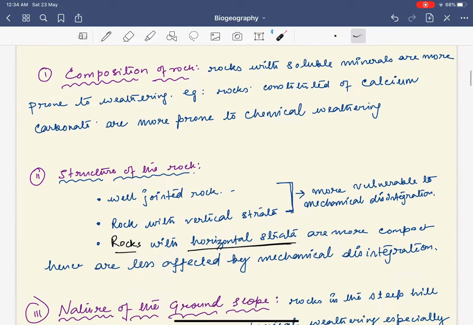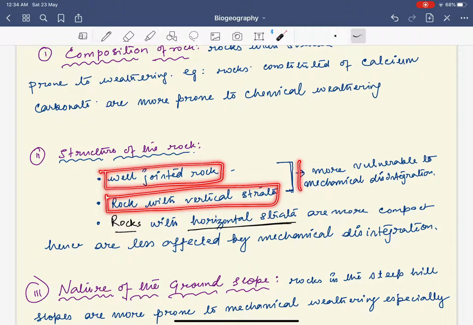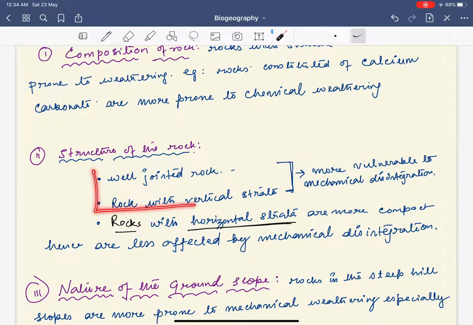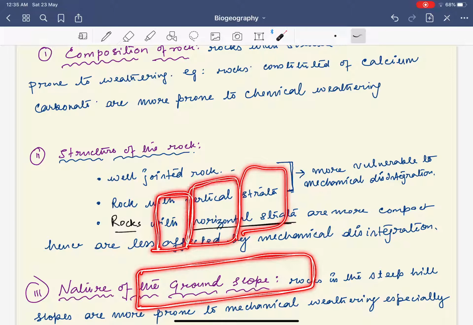Next is the structure of the rock. It says that well jointed rock and rock with vertical strata are more vulnerable to mechanical disintegration. Now, what is mechanical disintegration? We'll also learn about it, but just understand these two things. First, well jointed rock. If these rocks are jointed, meaning they are not complete strata, but parts of them are jointed, then they would be subjected to mechanical disintegration.